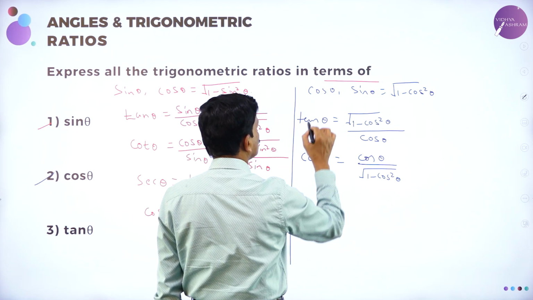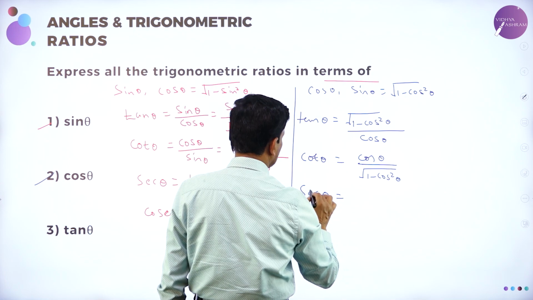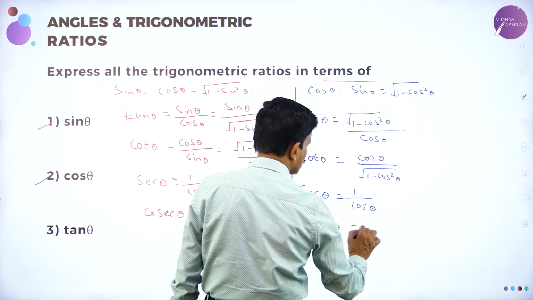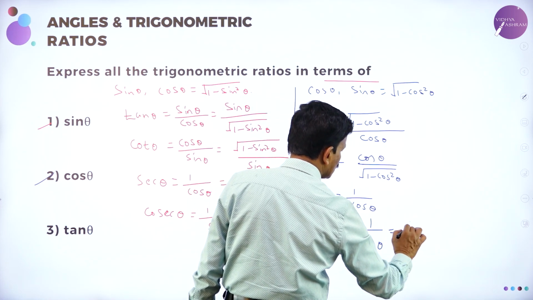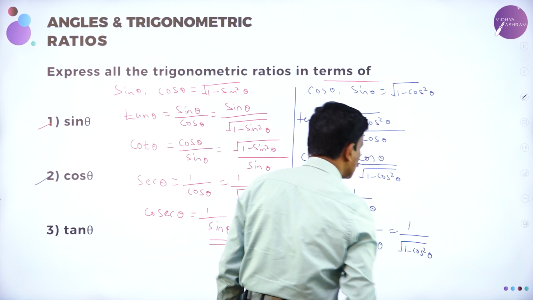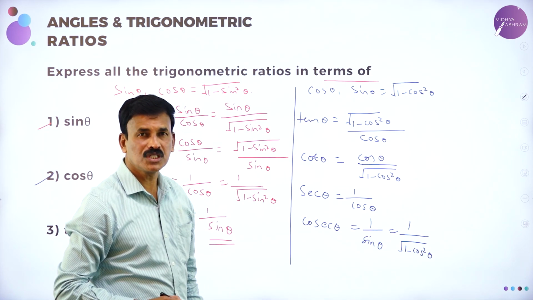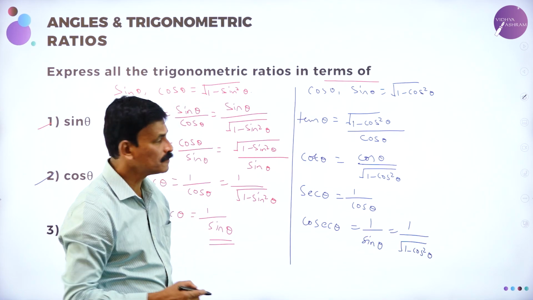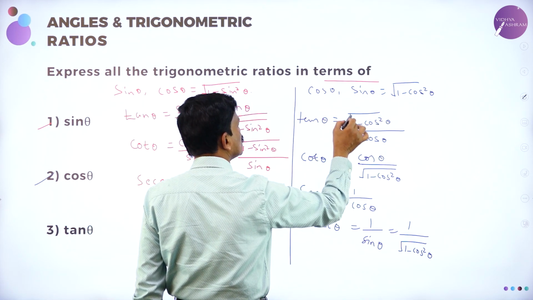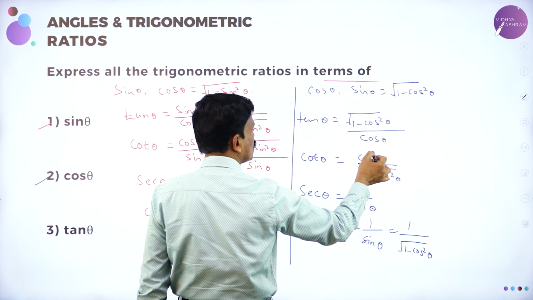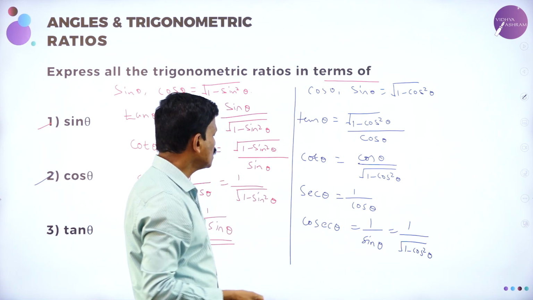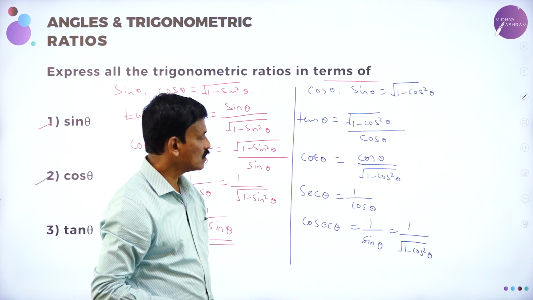And then secant theta. What is secant theta? Secant theta is 1 by cos theta. And the final one, cosecant theta, is equal to 1 by sin theta, which is 1 over root of 1 minus cos square theta. This is how we express all the trigonometrical ratios in terms of cos theta. See here, sin theta is root of 1 minus cos square, cos theta as it is, tan theta is root of 1 minus cos square by cos theta, cot theta is cos theta by root of 1 minus cos square, secant theta is 1 by cos theta, and cosecant theta is 1 by root of 1 minus cos square theta.